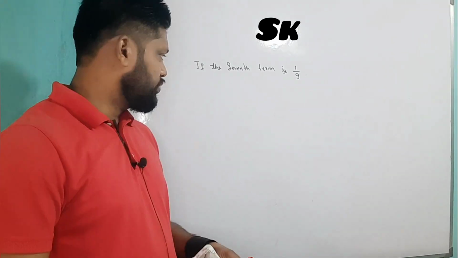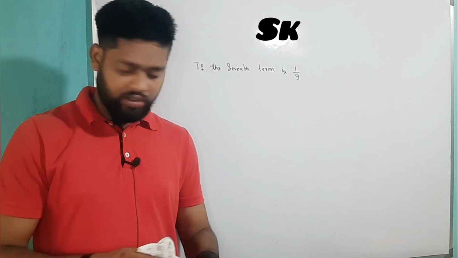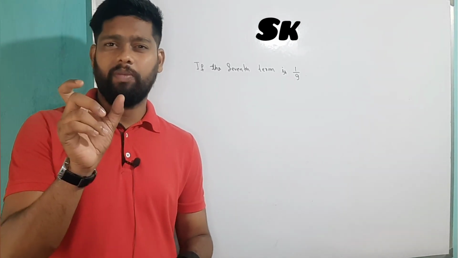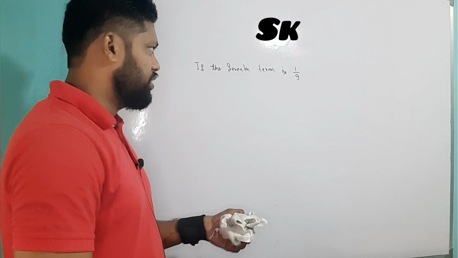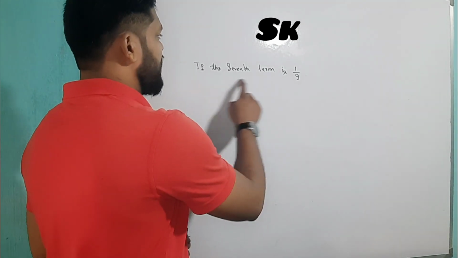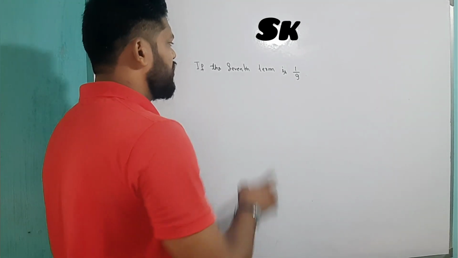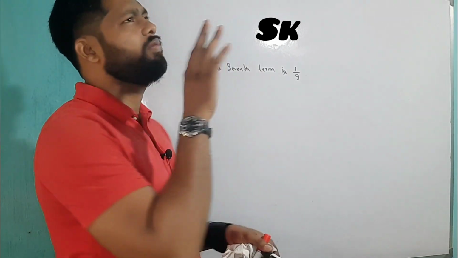Okay, so in this course, let us do the next one. This is your next question. This is not a full question, it's a small part of a big question. I'm going to explain a new term, a new thing. If the 7th term is 1 by 9, what do you mean by 7th term? What do you mean by term?